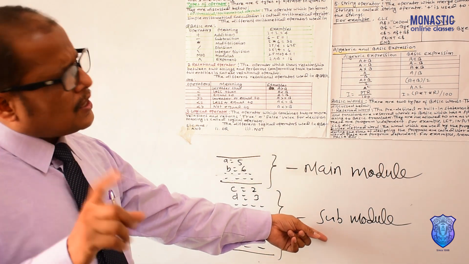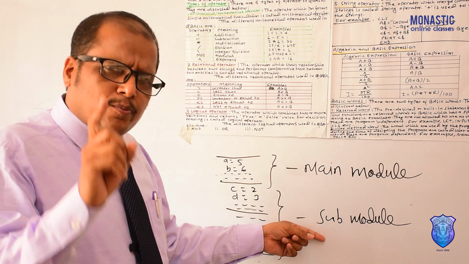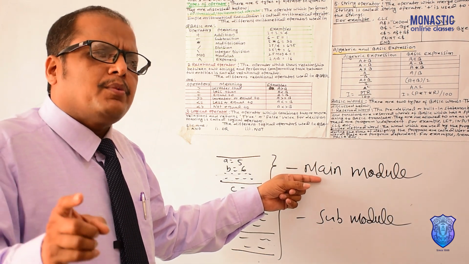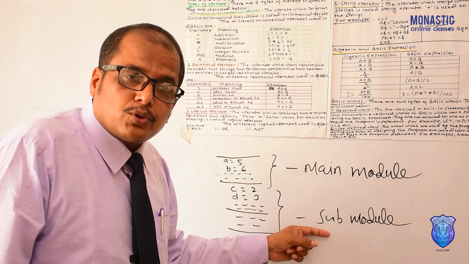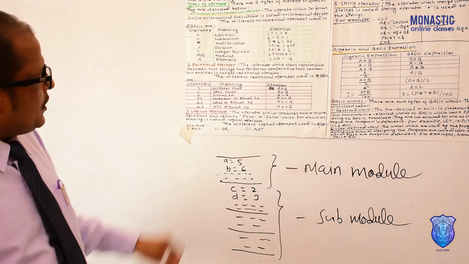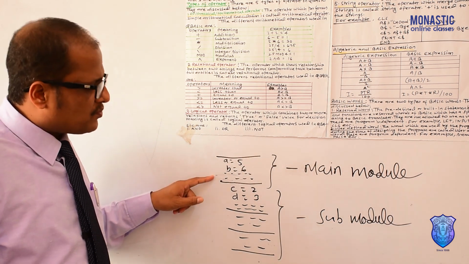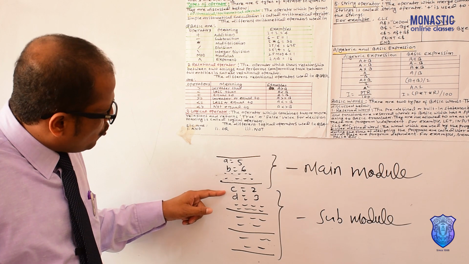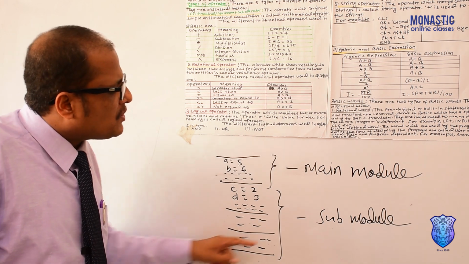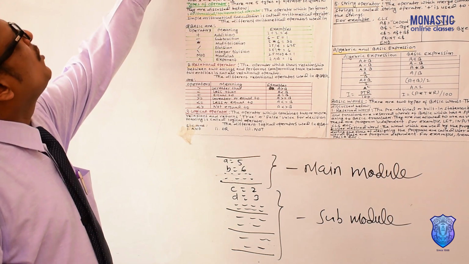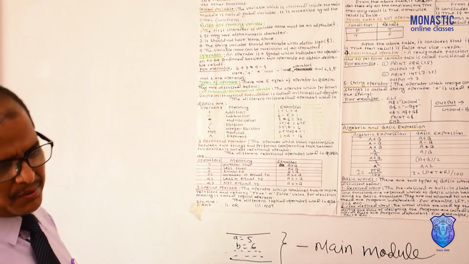In a single modular program, there is one main module and maybe one or more sub modules. Look here. This is the main module from here to there, and from here, 1, 2, 3, they are the sub modules. Now, let me discuss what local and global variables are.